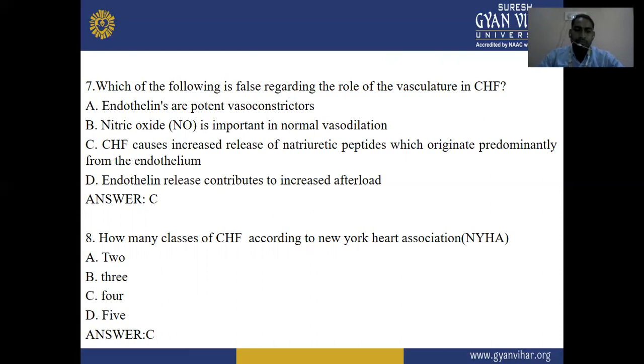Next question. How many classes of CHF according to the New York Heart Association, NYHA? Option A is 2, option B is 3, option C is 4, and option D is 5. The right answer is C. There are 4 classes of congestive heart failure according to the New York Heart Association.